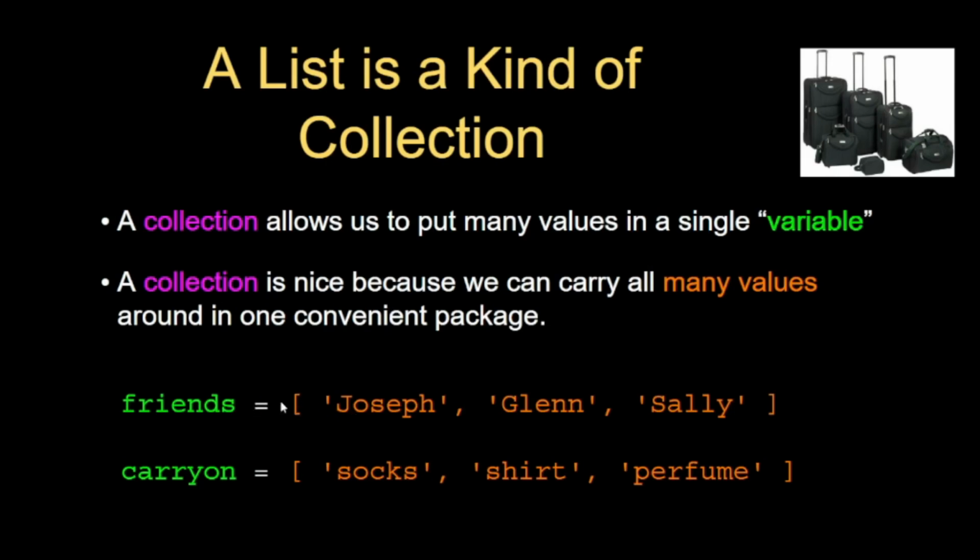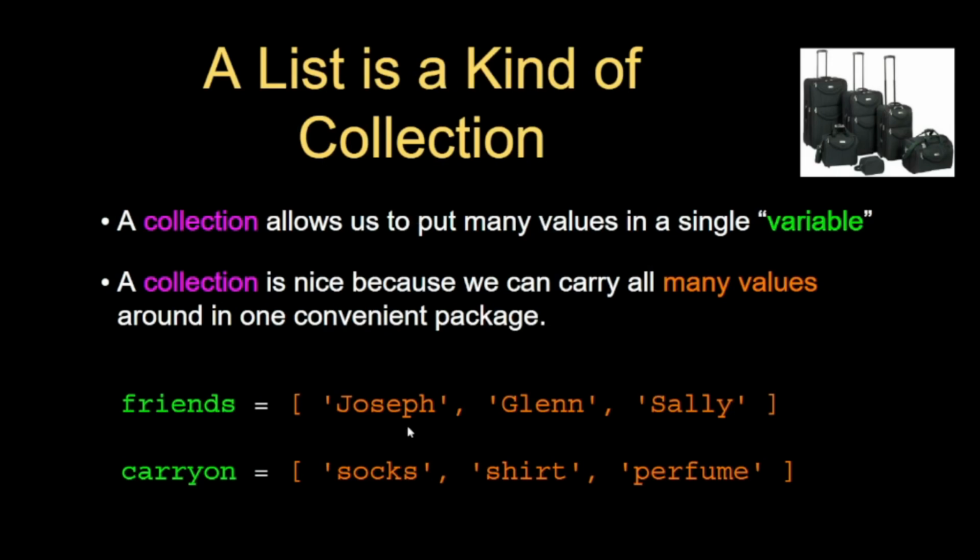Friends is just a variable which is containing three values, and three values are string literals. First is Joseph, second is Glenn, third is Sally. Similarly, carry on is a type of collection where it contains three values, namely socks, shirt, and perfume. This is an example of a collection, and list is a kind of collection.